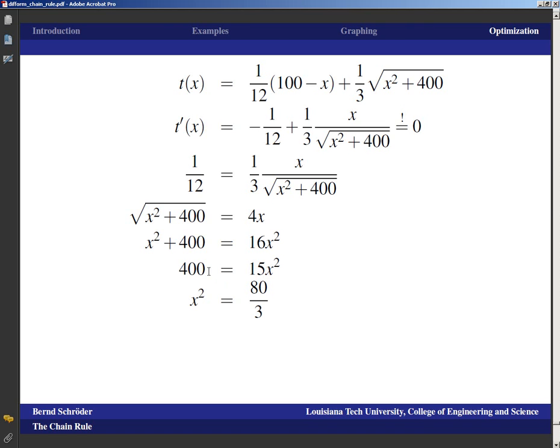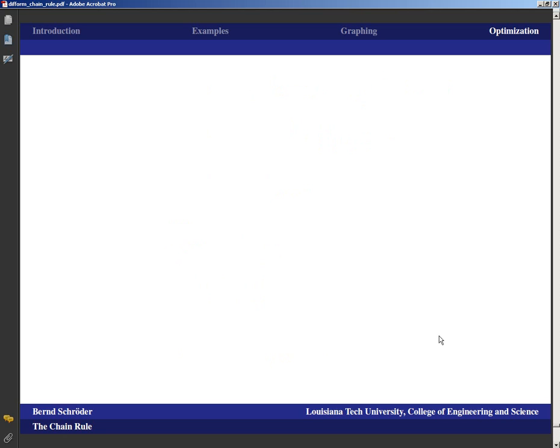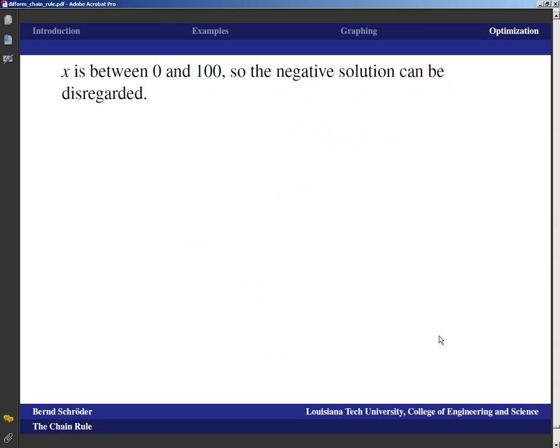x squared is 400 over 15. Well, 400 divided by 5 is 80, and 15 divided by 5 is 3. Thank goodness at least some of my mental arithmetic still works. And that means that x is plus or minus square root of 80 over 3. And yes, we use calculators for that. That ends up being plus or minus 5.1640. And x is between 0 and 100, right?